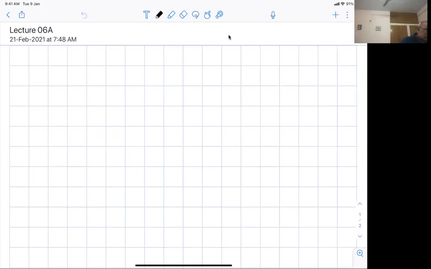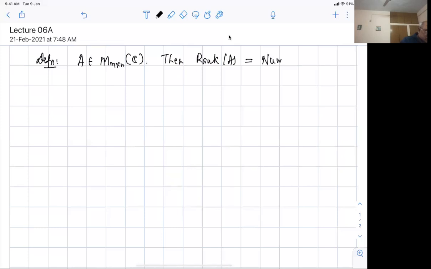So some more results. Now the next is the definition of the rank of a matrix. A is any m cross n matrix over complex numbers. Then the rank of A is equal to the number of pivots in the RREF of A. That's very important. That is, the number of pivots in the RREF of A.